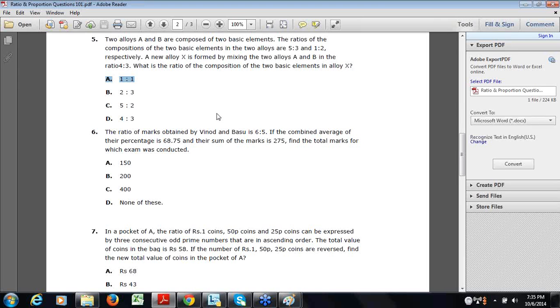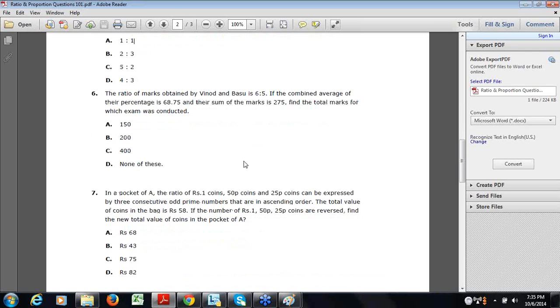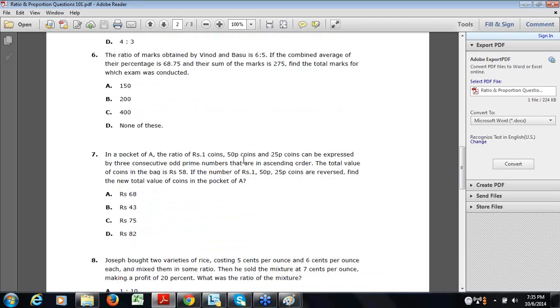Anybody has a problem in this question? Everybody clear? Okay. Let me move ahead to question number 6. Again, I'll give you a minute of time. So at 7:36 we'll review this question.